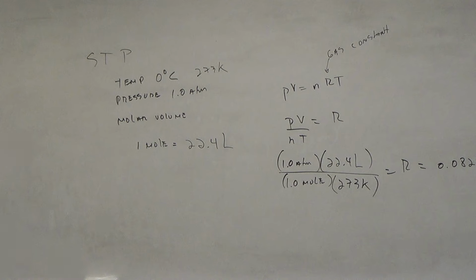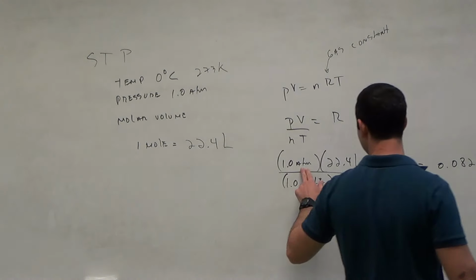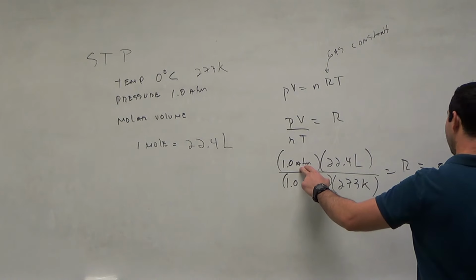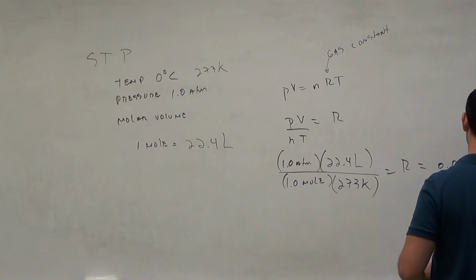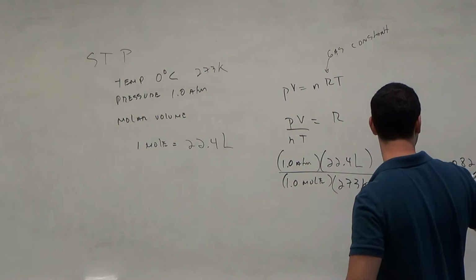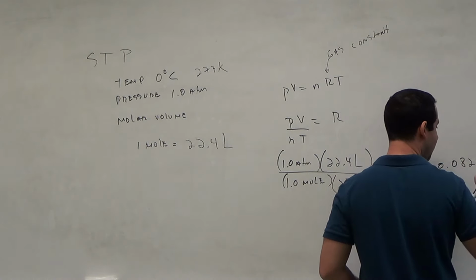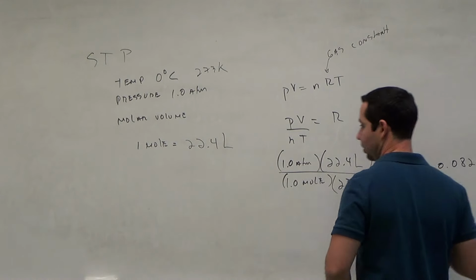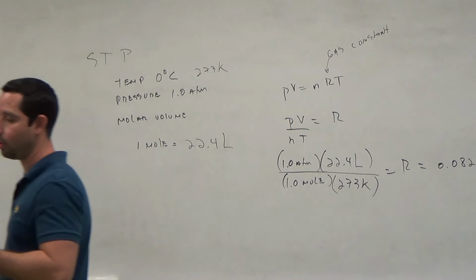Okay, that's where the gas constant comes from, okay? The gas constant comes from STP. The units on R are atm multiplied by liter, divided by mole Kelvin. So this is called atm liters divided by moles Kelvin. Everything is not called per.